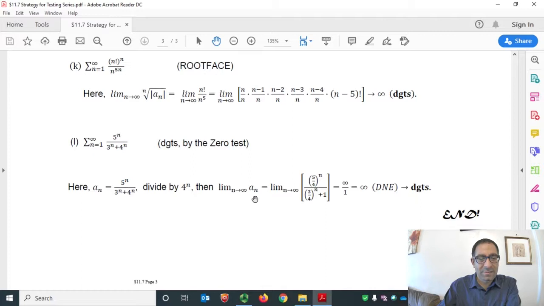Then take the limit of a_n. So here 5 to the power n over 4 to the power n means (5/4) to the power n, over, in my denominator, (3/4) to the power n plus 1. Then take the limit. So here the ratio is greater than 1, so when n goes to infinity, this one goes to infinity. And the ratio of 3/4 is less than 1, so that means when n goes to infinity, this term goes to 0. So we have infinity over 1. That means infinity. This means the limit does not exist. So by the zero test, the series diverges.